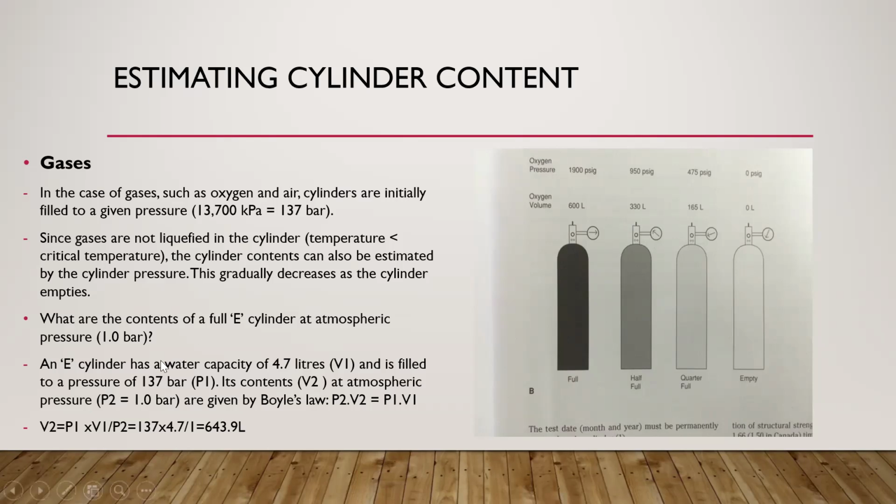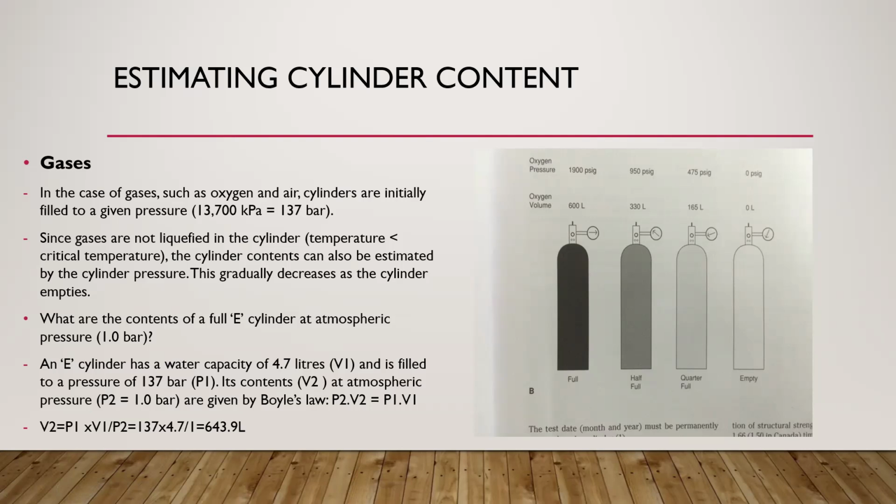Now an E cylinder has a water capacity of 4.7 liters. That is volume 1. And it's filled to a pressure of 137, that is pressure 1. So we're going to look at the content at atmospheric pressure. So you look at P2 times V2 equal to P1 times V1, and the volume of that cylinder at atmospheric pressure will be 643.9 liters. Does it make sense? I hope I've not confused anybody. Did you follow me? So please take it again.